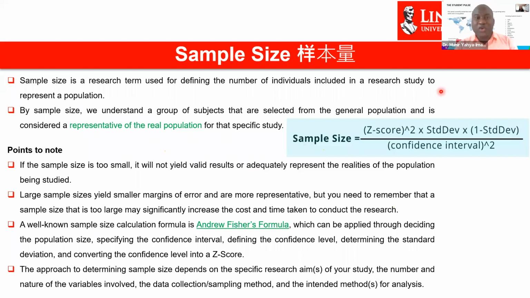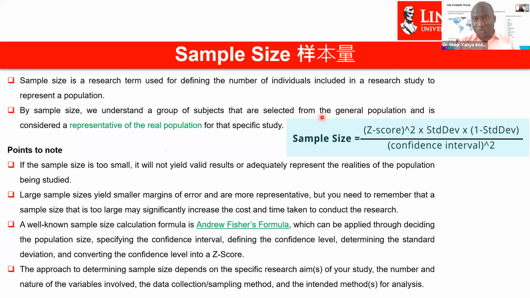By sample size, we understand a group of subjects that are selected from the general population and is considered a representative of the real population for that specific study. If it is not representative of the real population, then there will be issues at the end of the day. So make sure that whatever sample size you are choosing is representative of the real population.